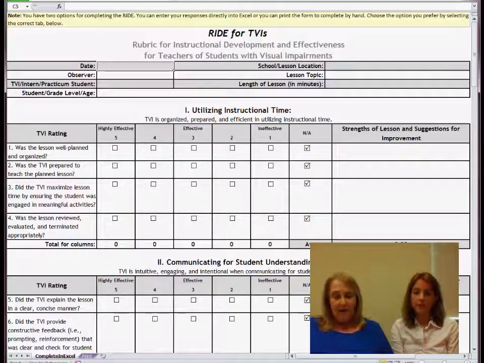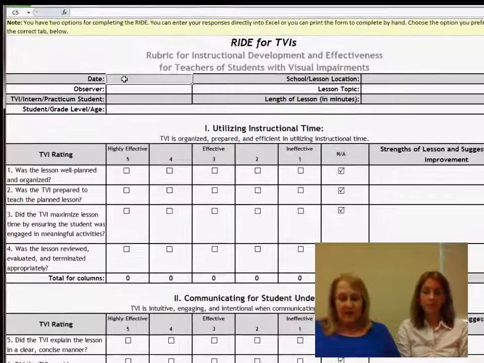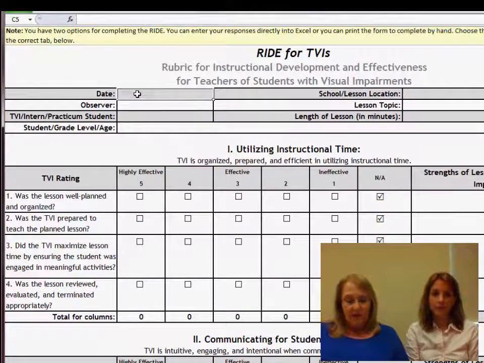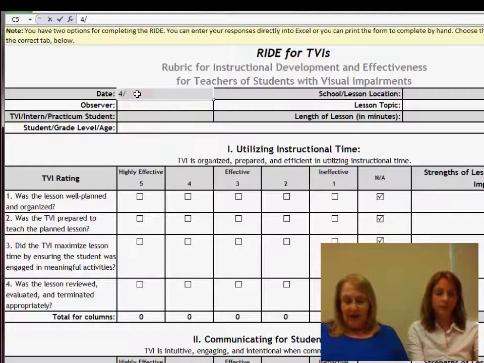At this point in the webinar, we want to give an overview of the RIDE for TVIs, just so you're familiar with the different parts of it before we actually get into using it. We'll be filling it out and showing you how to do that in a little bit in a different video. So the top part of the rubric is really just some basic information. The date of the observation, who's doing the observation. That might be an on-site supervisor. It might be a master teacher.